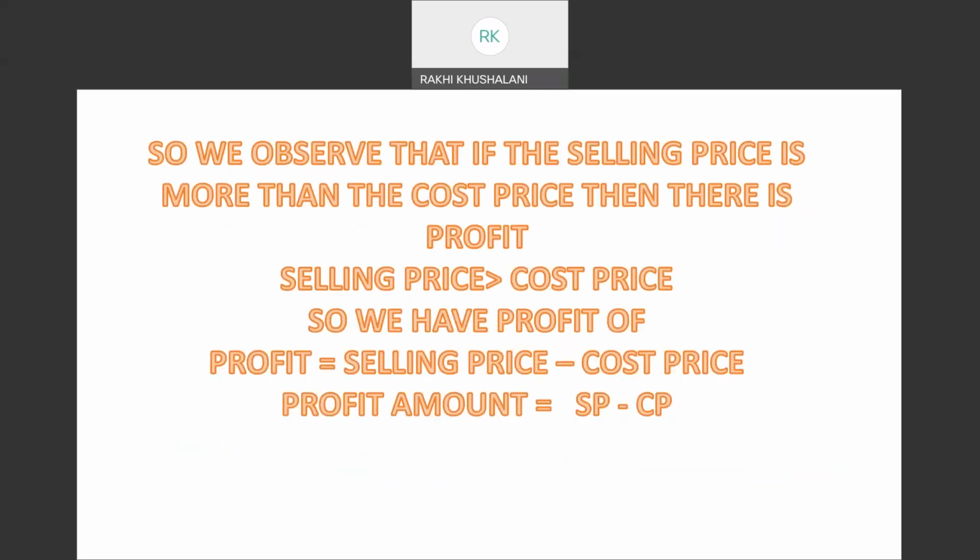So we observe that if the selling price is more than the cost price, then there is a profit. Selling price is greater than the cost price, we have a profit. So actually profit is what? Profit is selling price minus the cost price. I also told you that selling price can be written as SP and cost price can be written as CP.